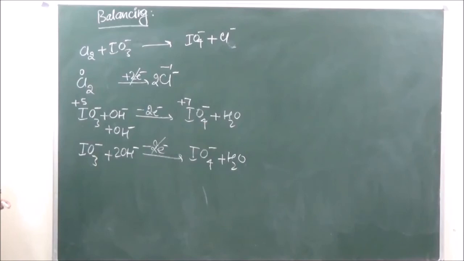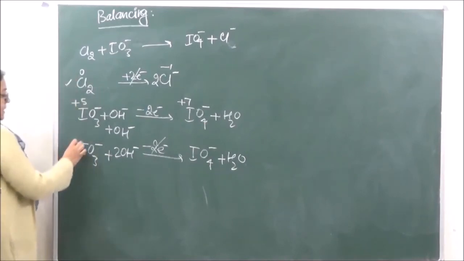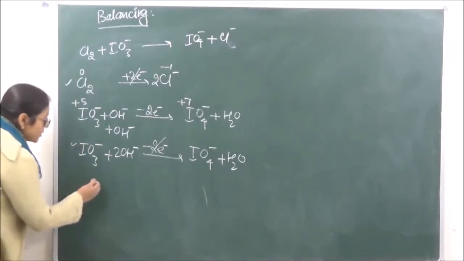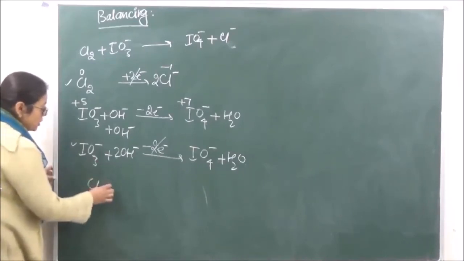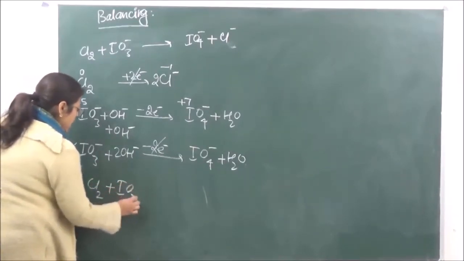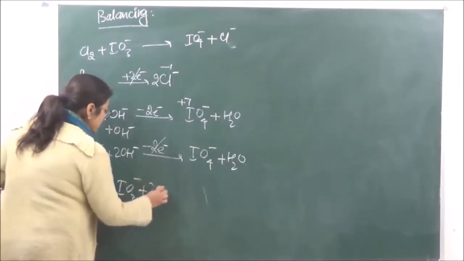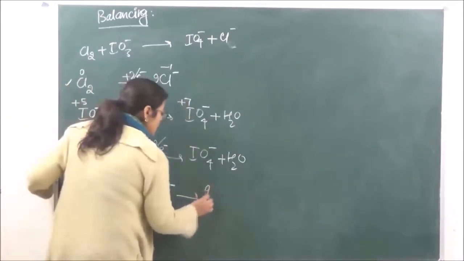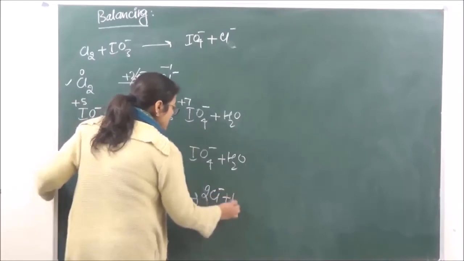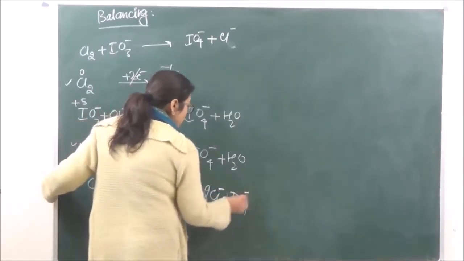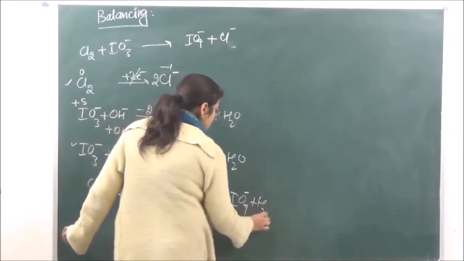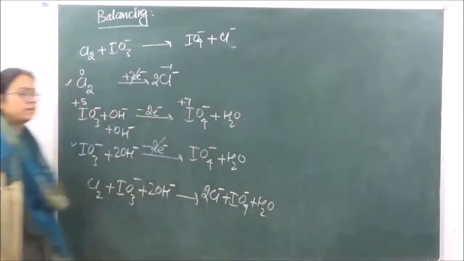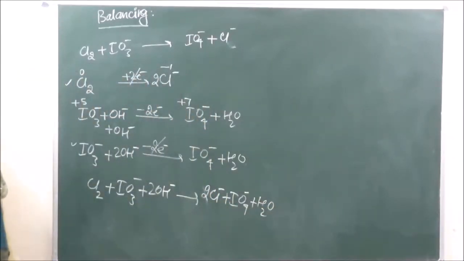When you are writing the overall reaction, we will add this and this equation. So the overall reaction is going to be Cl2 plus IO3 negative plus 2OH negative to give us 2Cl negative plus IO4 negative plus H2O. Okay?